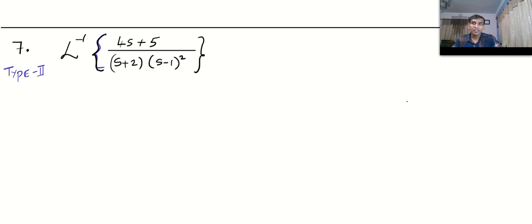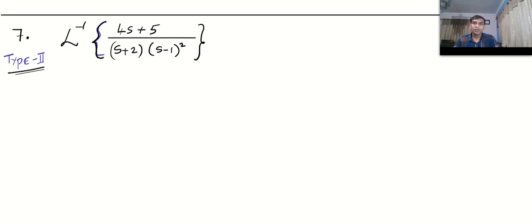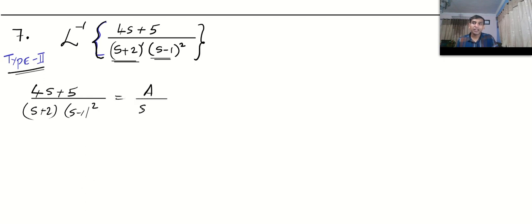Okay, now let's go for type 2. Now, how do I know this is type 2? Very simple, because there is a linear factor and a linear factor with higher power. So, same method. I'm going to assume let 4s plus 5 divided by s plus 2 times s minus 1 the whole square is equal to a by s plus 2 plus b by s minus 1 plus c divided by s minus 1 the whole square.